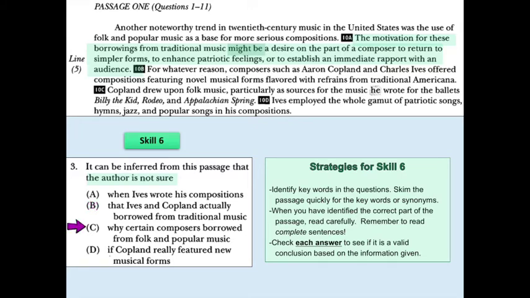C, the author is not sure why certain composers borrowed from folk and popular music. Look, in our sentence, it says the motivation for these borrowings might be. Motivation matches "why." And then it talks about borrowing from music. So C is the best answer. D is also not in this sentence, so it could not be the answer.